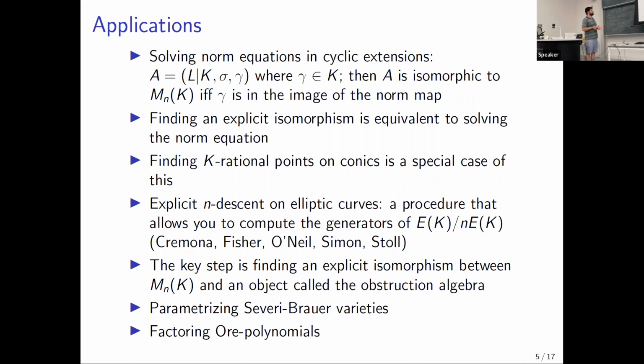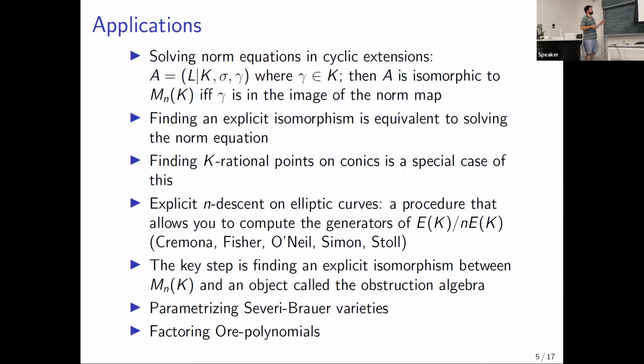Then a second very interesting application, which is, hopefully I didn't miss any of the answers here. Okay, so there was a talk on Tuesday on 2-descent, but in general on n-descent, there is a paper by Cremona, Fisher, O'Neill, Simon, and Stoll, which describes a connection of this problem to explicit n-descent on elliptic curves, which is a method for computing generators of the weak Mordell-Weil group, which helps you to find actual generators of the big Mordell-Weil group.